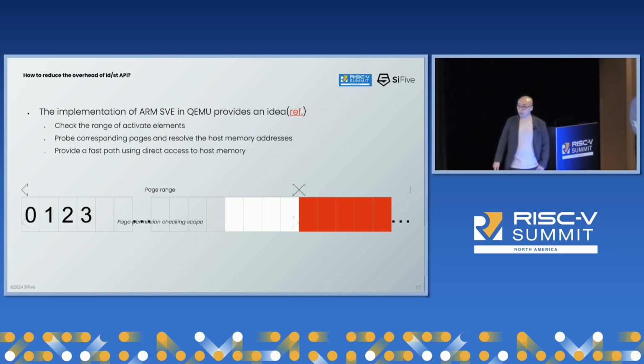And another benefit is that when we can probe the page successfully, that means it passes the page permission check, and all the elements in the same page can also pass the page permission check. So we don't need to do the page permission check every time for the elements in the same page. That's why it can reduce the QEMU load store API overhead, because if we can probe the page successfully, then all the elements in the same page can pass all those checks.